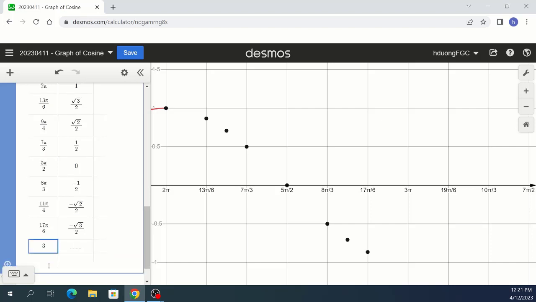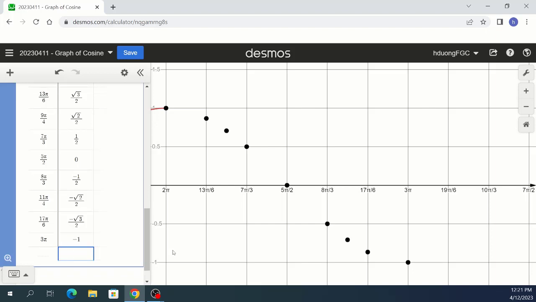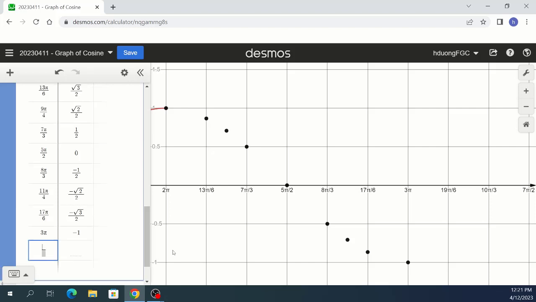And then what about a 3 pi here? Negative 1. Right? Cosine of 3 pi is negative 1. Right? Yep. So we've got a point down right there. Yep. So now the next one we got is 19 pi over 6, right? And cosine of 19 pi over 6. Negative root 3 over 2. There you go.